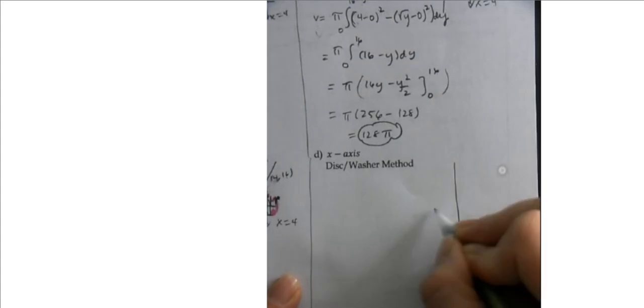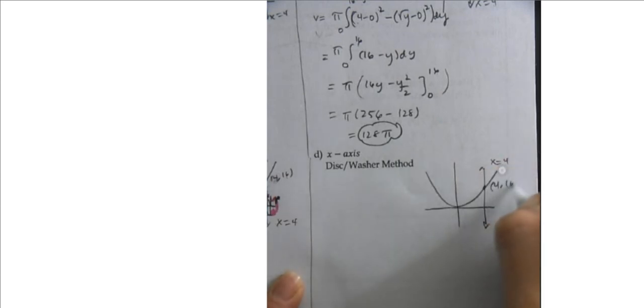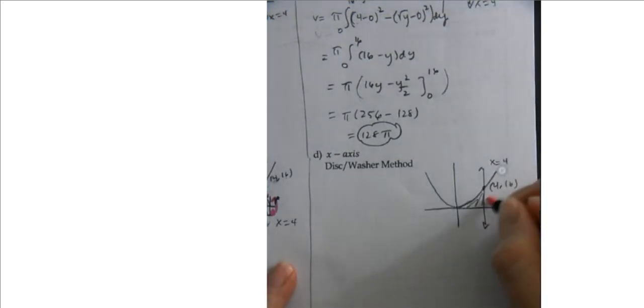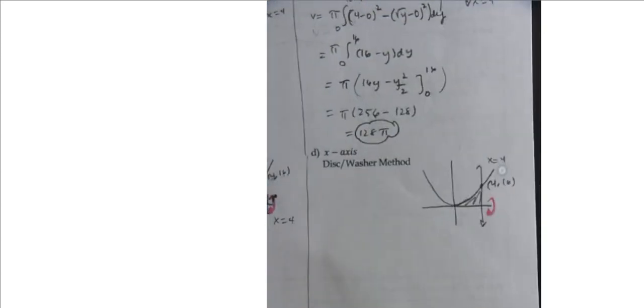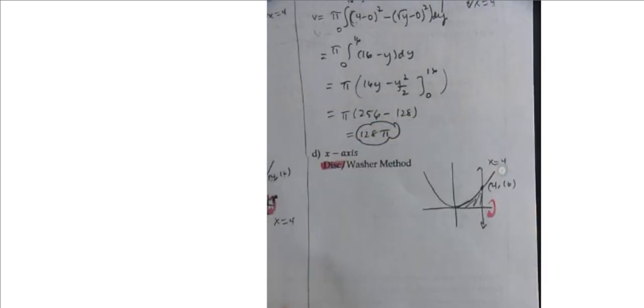So this one, x equals 4. Again, with the parabola, this is 4, 16, revolving around the x-axis. Disk and washer are perpendicular. Look at the shaded region. Do you see how it goes right up to the line of rotation? That means it has to be disk. Again, if you look at this shaded region, it did not go right up to the line of rotation. We had a void.